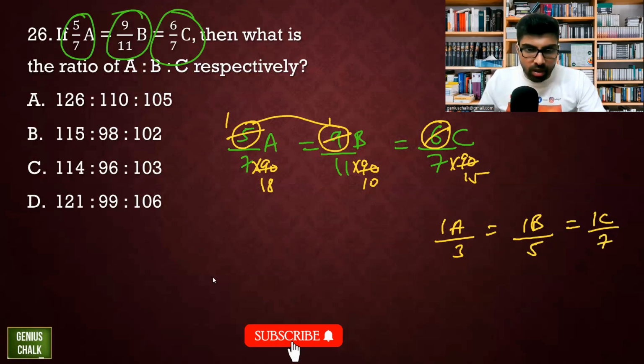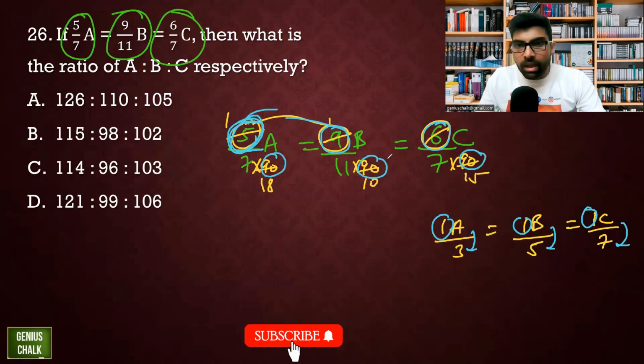If there is 1 here, we know that A will be 3, B will be 5, C will be 1. So what I'm doing is I'm making this one. For making this one, I need to multiply or divide. Sorry, we have to divide these all by the LCM of 5, 9 and 6. So the LCM is 90. I have divided all of them by 90.